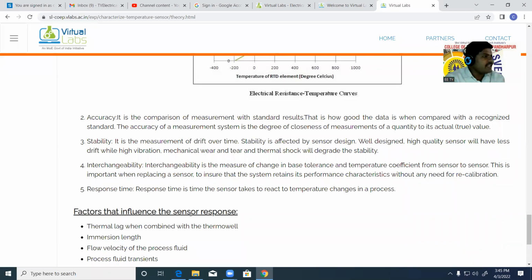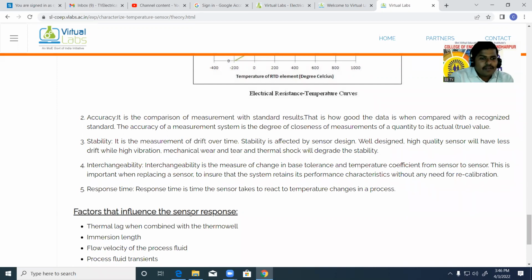Degree of closeness, right? If it is compared with any value, there should be closeness. It is the comparison of measurement with the standard result. When we compare with the standard result, there should be minimum error or maximum accuracy. That is how good the data is when compared with a recognized standard, whether it is good or not. So according to this, we are defining the accuracy, right?